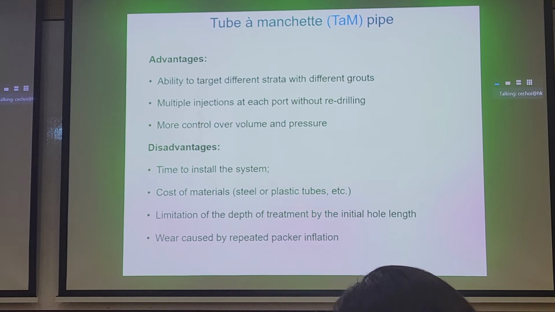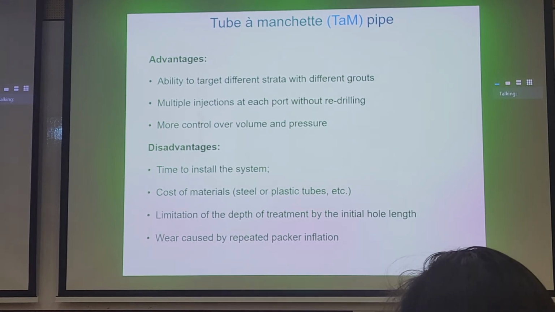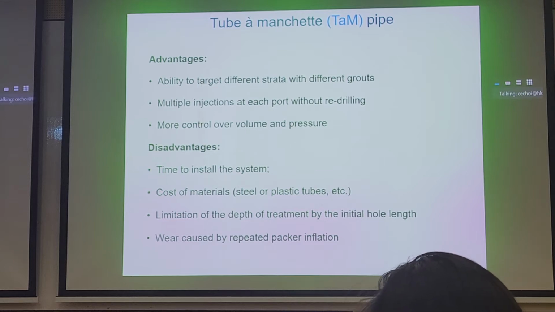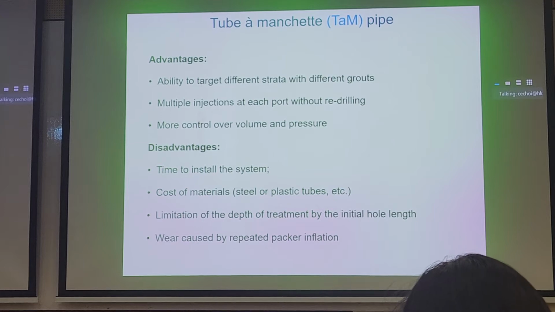Disadvantages: it takes time to drill, replace with a TAM pipe. The TAM pipe itself may cost additional, depending on whether you use steel or plastic TAM pipes. You may encounter limitation in terms of depth, as it can get costly if you keep on extending the length of these TAM pipes. There is wear and tear each time you use these TAM pipes, and they may not have too much longevity in their function. So these are the general advantages and disadvantages of using a TAM pipe.